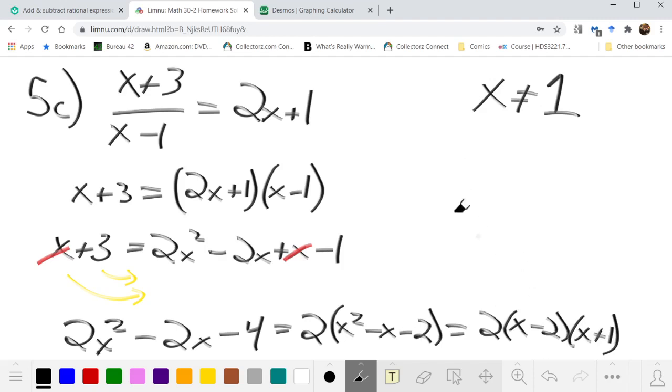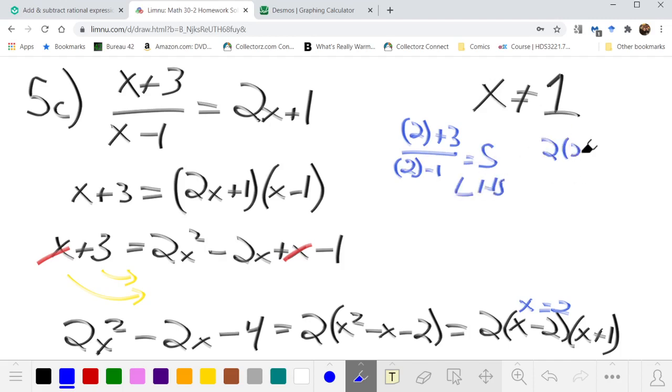So here we'll actually have 2 solutions that make it work. Because we're getting a little cramped, I'm going to change colors for our verification steps. So we're going to check x equals 2 in blue. That's a 2 plus 3 over a 2 minus 1 is 5 on our left-hand side. And a 2 times 2 plus 1 is 5 on the right-hand side. So that checks out.